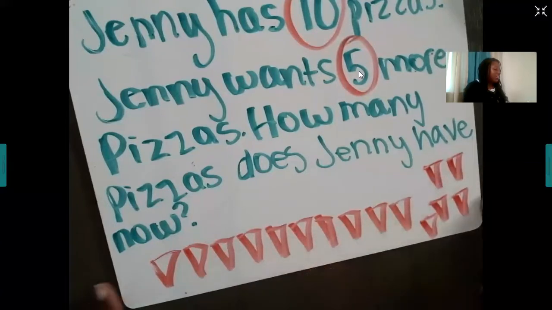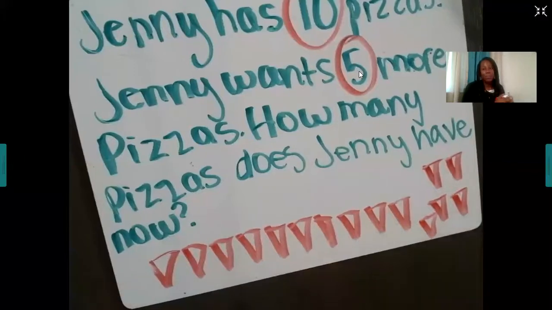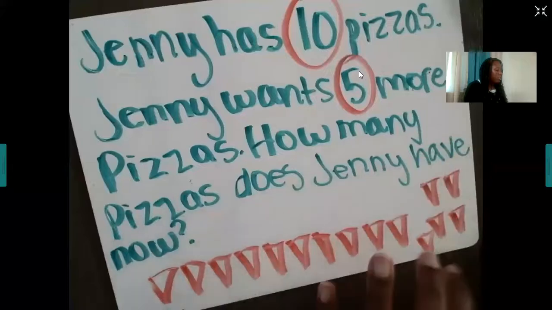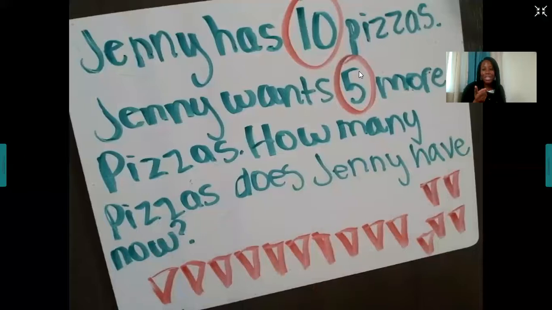How many pizzas does Jenny have now altogether? Well, I'm going to need to add here because she started with 10 and she's going to get 5 more. So remember, I'm adding. So let's put our 10 and our 5 all together now to see how many she has. 1, 2, 3, 4, 5, 6, 7, 8, 9, 10, 11, 12, 13, 14, 15. I count 15. Did you count 15? I hope you did. Now, it's time to write our number sentence.